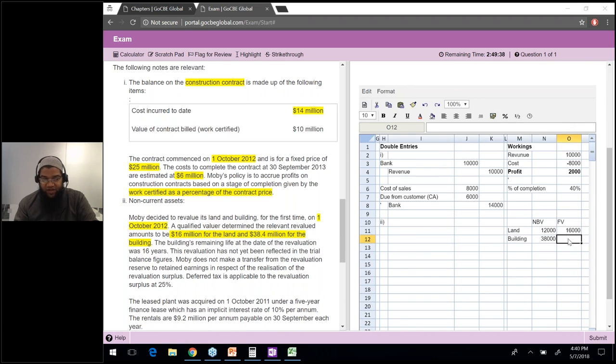Okay, so the fair value of the building given is 38,400. So if I write the accounting entry, I'm going to say land debit and building debit. Land is going to be debited by 16,000 minus 12,000. And if I copy this and paste this underneath, you're going to see that it will apply the formula automatically onto the building. And I'm going to credit the revaluation reserve through OCI by the total.